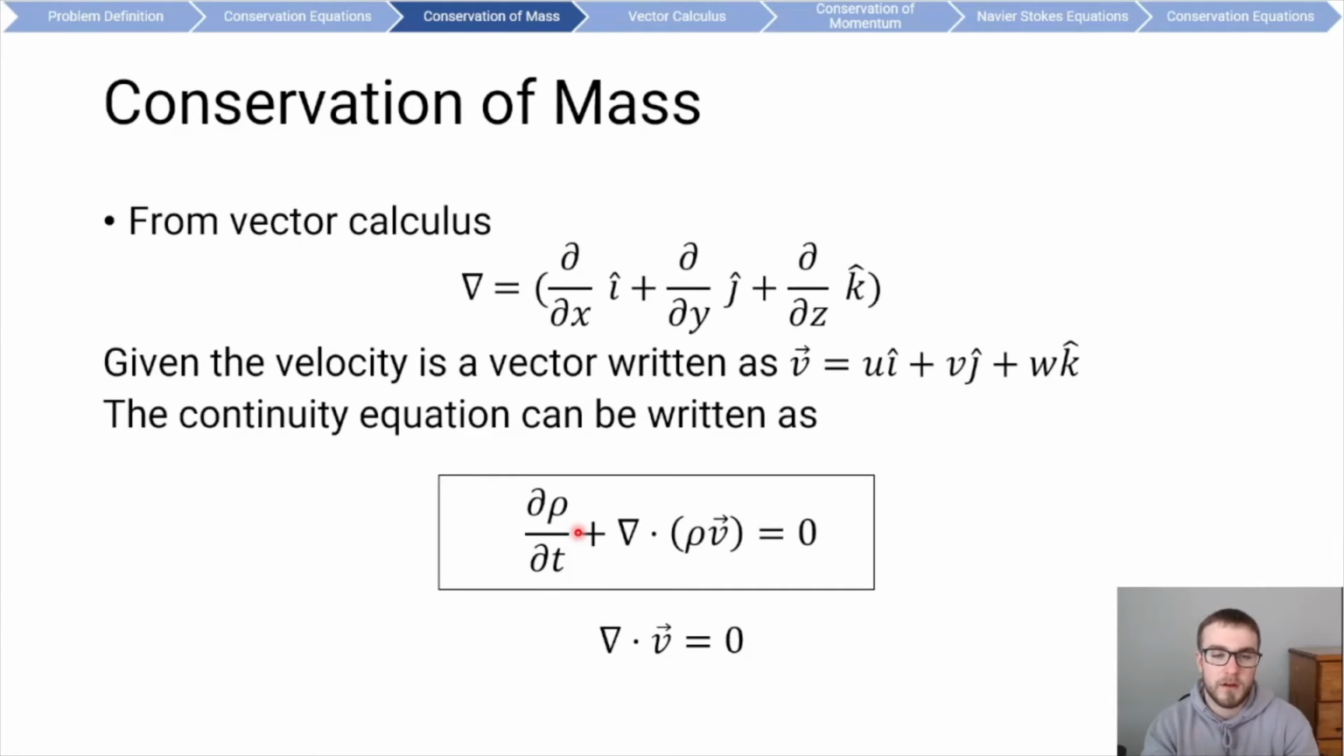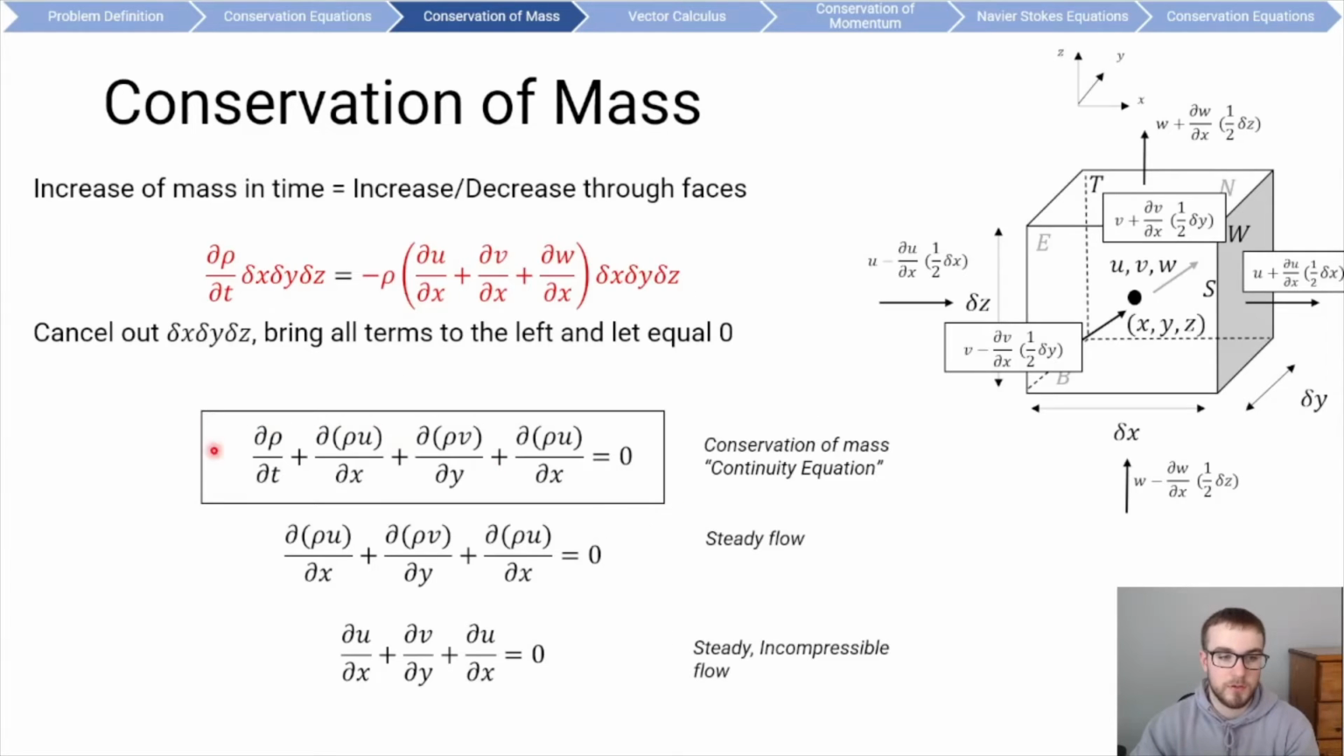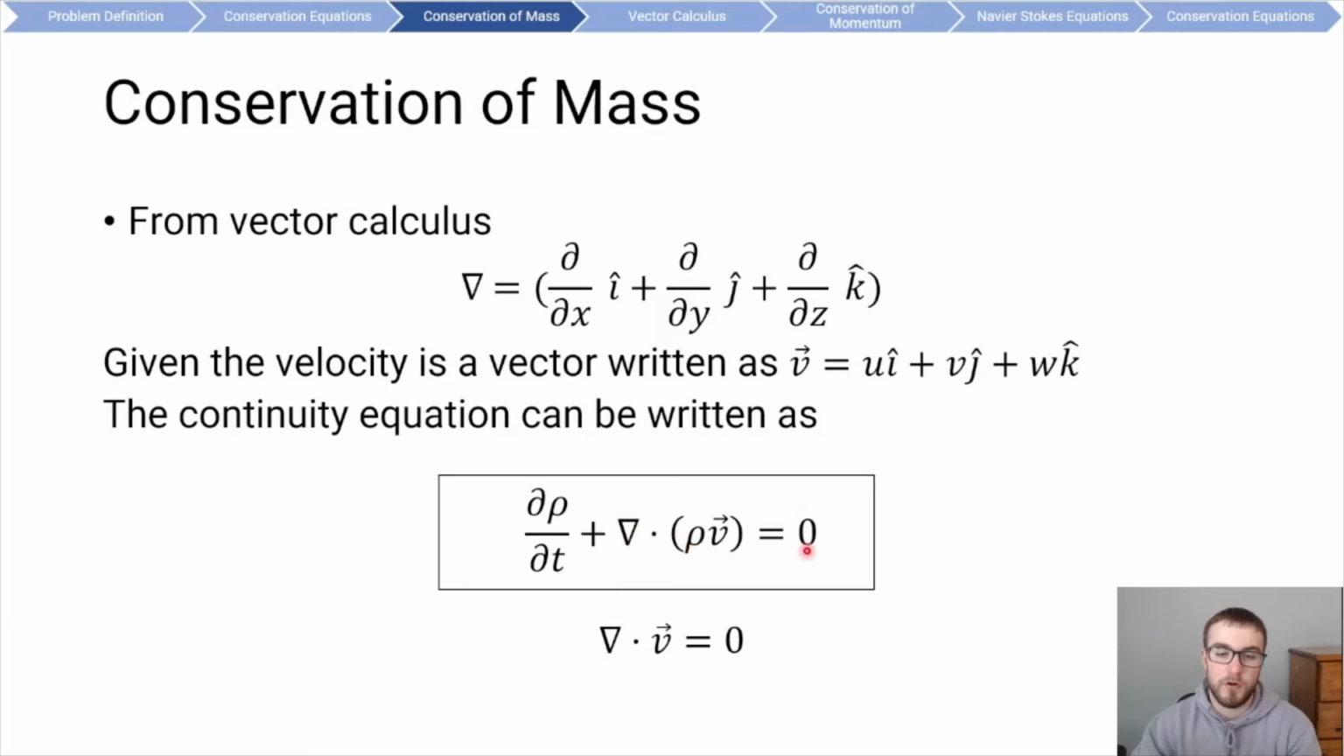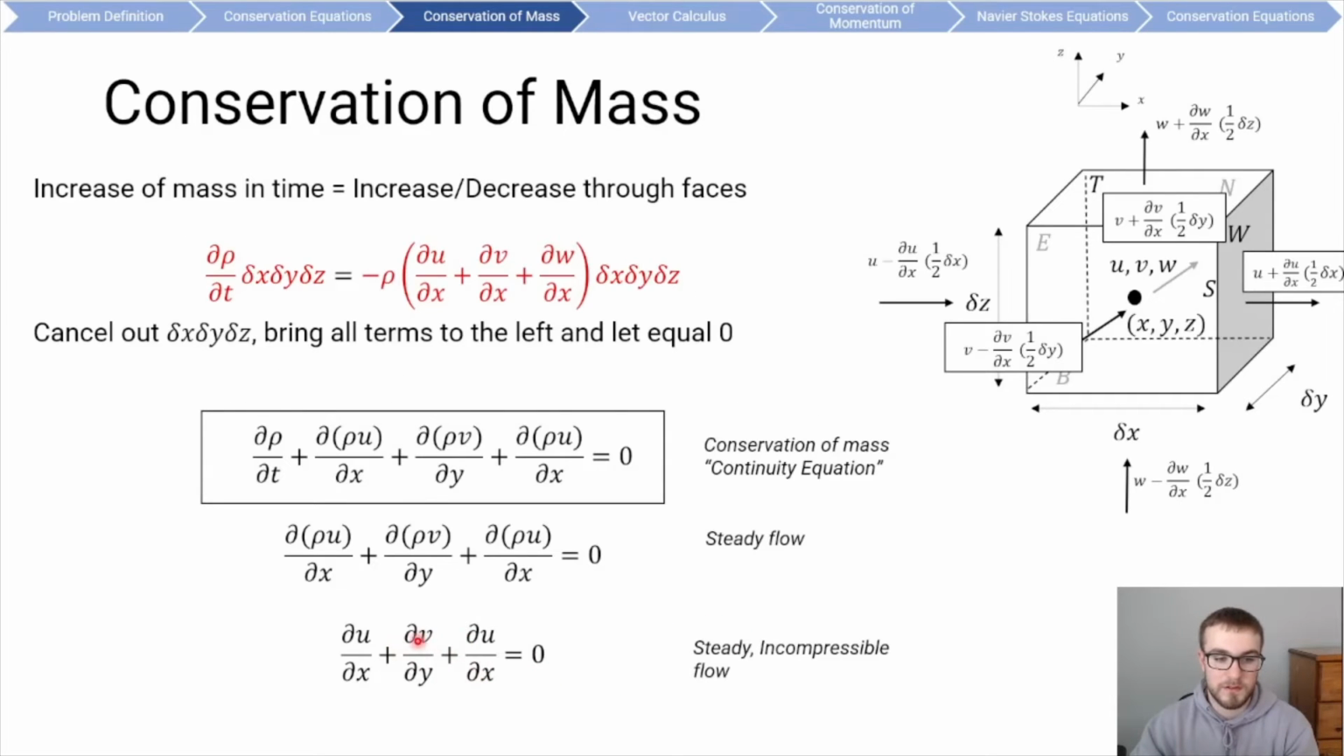So from vector calculus, we know that the del operator is equal to partial x, partial y, and partial z respectively in the i, j, and k directions. So we can use this to greatly simplify our continuity equation by simply replacing these partial derivatives in the spatial directions with del dot rho v. And this is just a more compact form of the continuity equation that you may see in textbooks or online. And this expression is the continuity equation for a steady incompressible fluid, which is equivalent to this expression here.